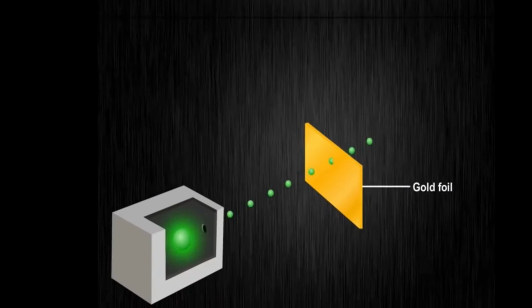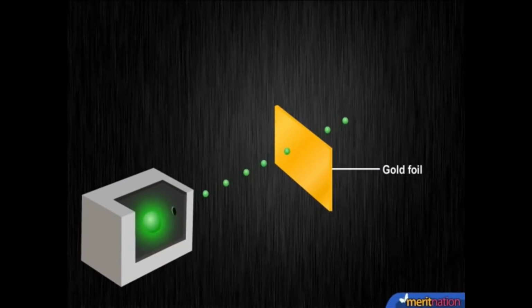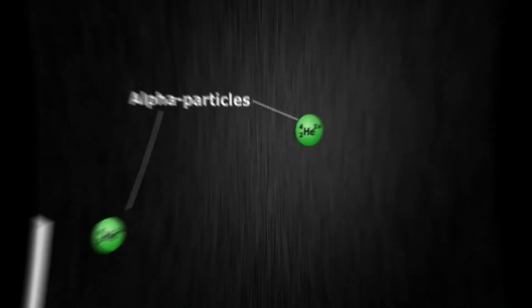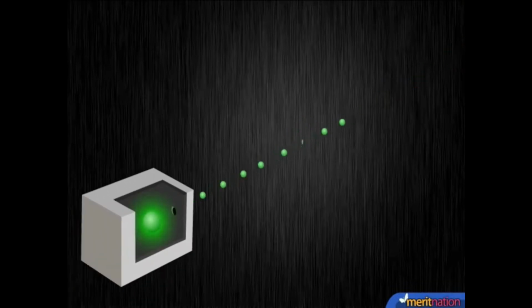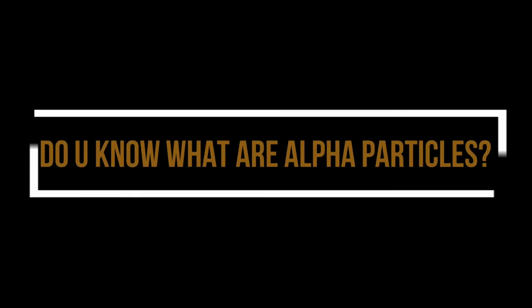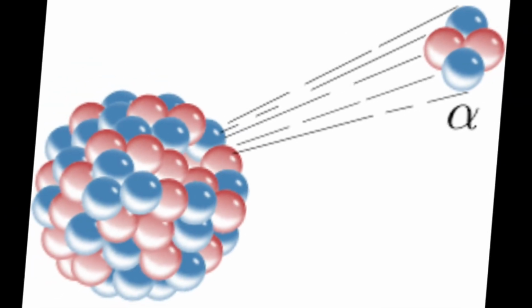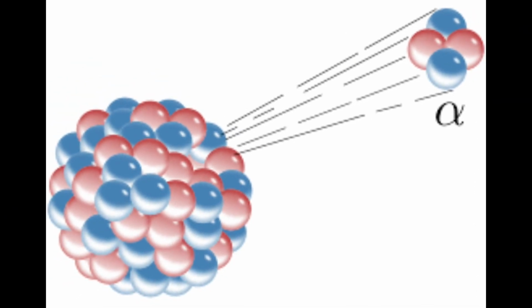Now, let's closely look at what happened in this experiment. They took a gold foil, which is just like a tin or aluminum foil, except that it is made up of gold. Then they shot tiny little things at it called alpha particles. अब ये alpha particles क्या हैं? They are tiny positively charged particles which are much smaller than an atom.